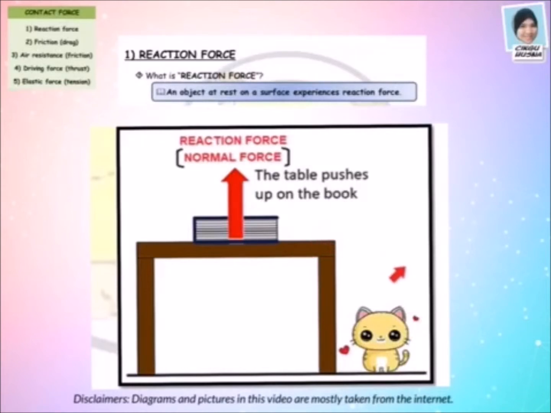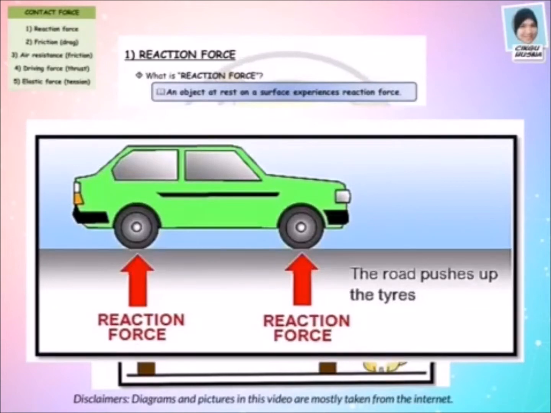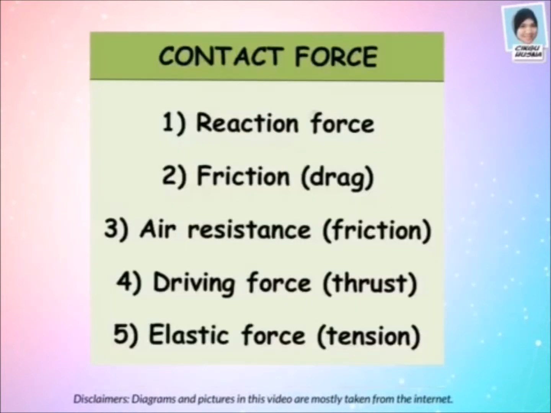Another example that we can use is a car. Here, as you can see, there will be reaction force on the tires of the car because the car is resting on a surface. So the road will push up the tires. So the tip to identify reaction force: you will see in the question if the arrow goes upwards from the surface to any object on the surface. That will be reaction force.